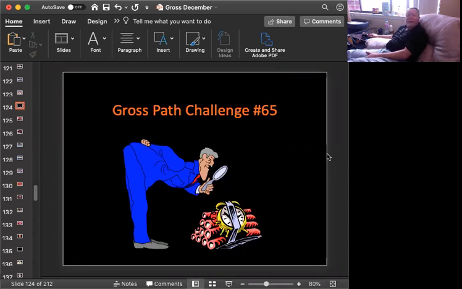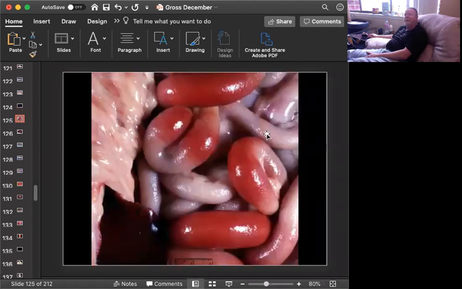Let's do gross path challenge number 65 today. Slide number 1 is a bit of a slow pitch. We've seen this lesion before. How about a morphologic diagnosis of cause and maybe another affected organ in this individual?